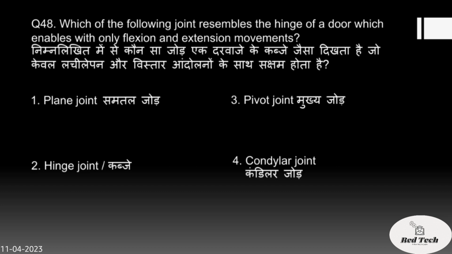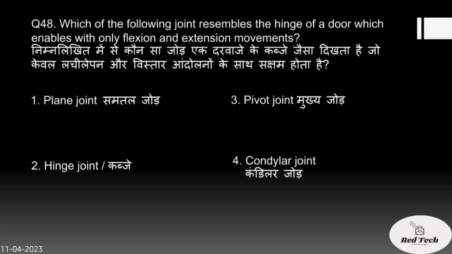Question number 48. Which of the following joints resemble the hinge of a door, which enables only flexion and extension movement? So basically which joint resembles the hinge of a door? And only two movements are possible in this, flexion or extension. So options are option 1 plane joint, option 2 is hinge joint, option 3 is pivot joint, and option 4 is condylar joint.